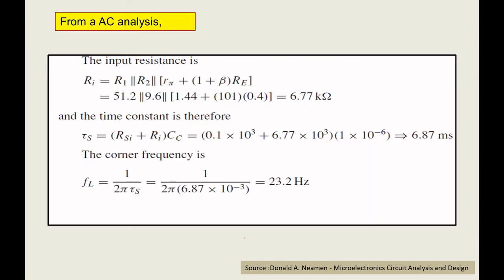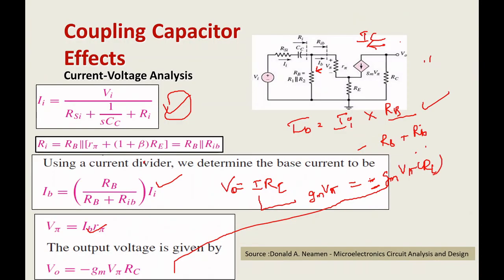Now we want to calculate your tau. How will we calculate it? What is the formula for tau? It is RSI plus RI into CC. What is the RI formula? We have already studied the RI formula, and I'll show you in the previous slide. RI is nothing but R1 parallel to R2 and parallel to RIB. You can find this RI part by looking from the left side.